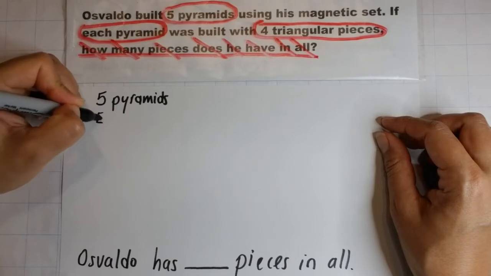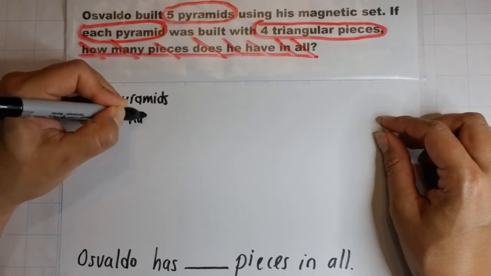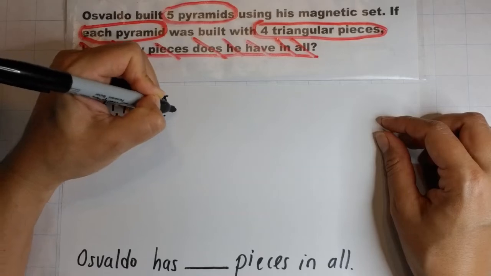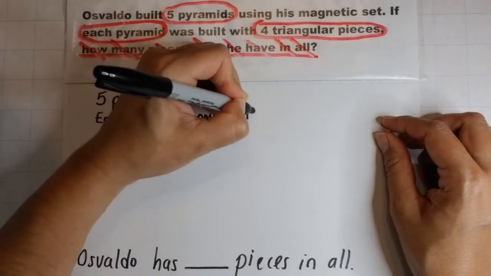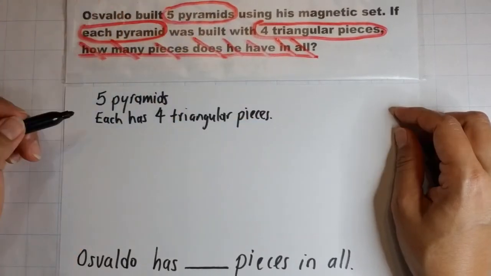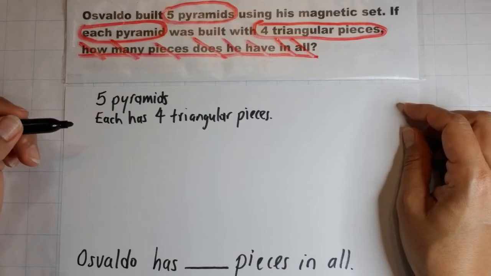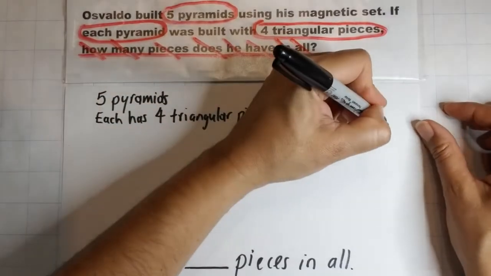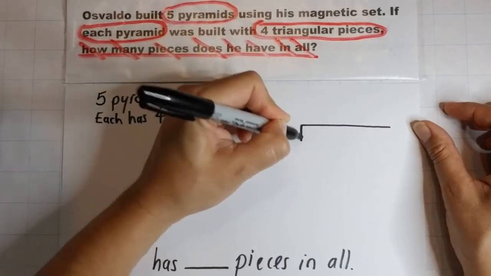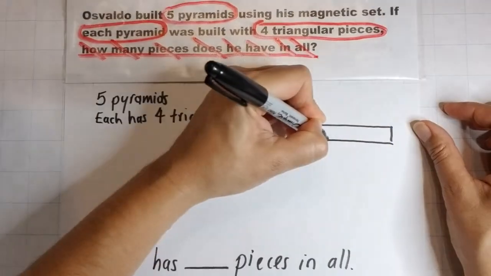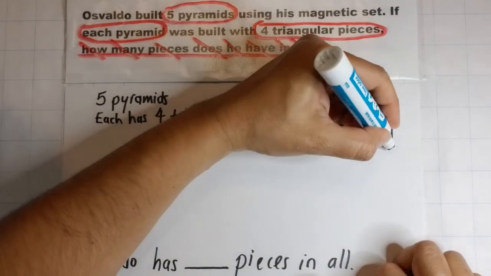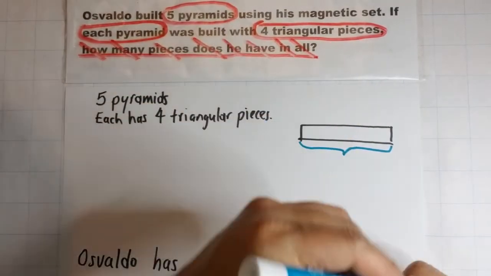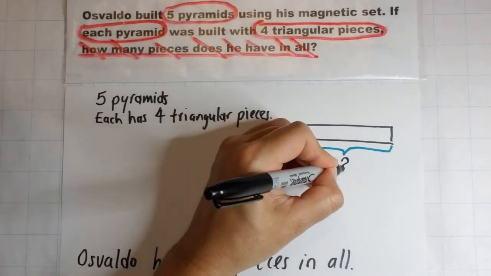That each has 4 triangular pieces. So the first thing I'm going to do is a little representation of the problem. And for this one, I'm going to use a bar model. So our model represents the whole, which in this case, I don't know what the whole is. So I'm going to put there a question mark because I don't know how many he has in all.